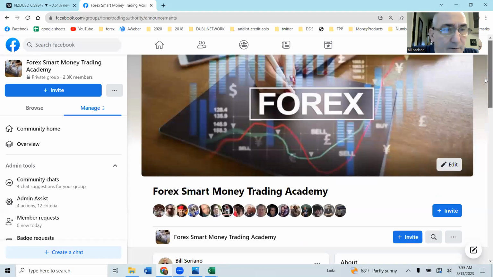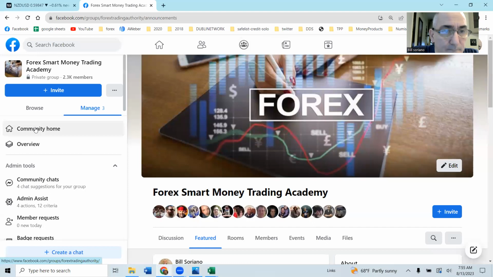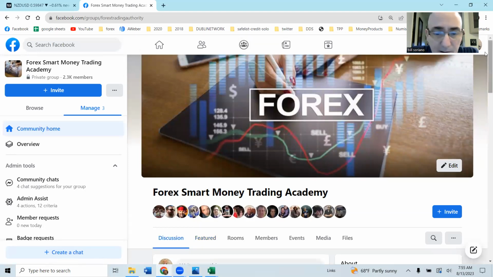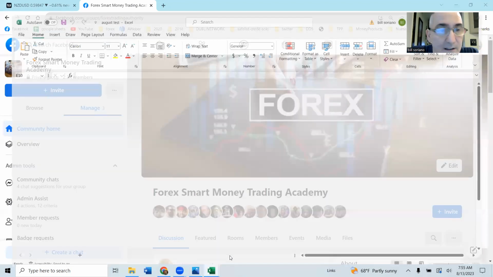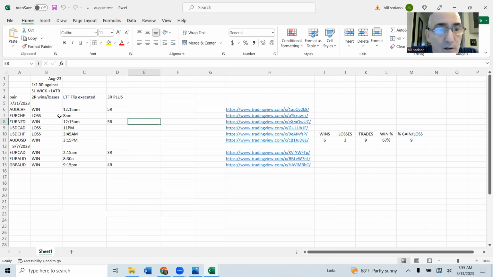Let me just refresh this page here. And while that's refreshing, these are results that we've gotten here in the month of August so far. These are all the trades that went off using the strategy that I teach here for free in this group for the rest of the month here anyway. And then in September, there will be a small fee to get into this.